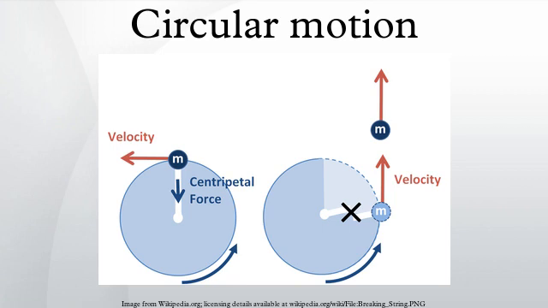Since the object's velocity vector is constantly changing direction, the moving object is undergoing acceleration by a centripetal force in the direction of the center of rotation. Without this acceleration, the object would move in a straight line, according to Newton's laws of motion.